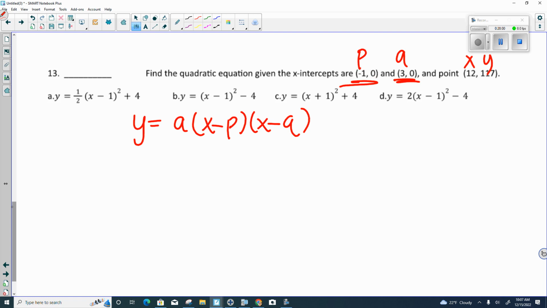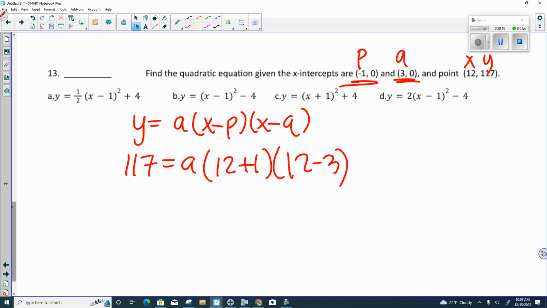That's a good question. So my y is 117. I don't know my a. When I solve this through, I think it's 117a equals 117, yeah? And so when I find a, it's 1. So it can't be this one, and it can't be this one. Those are half and 2. It's either B or C. I didn't finish it, but a equals 1 here, a equals 1 here.